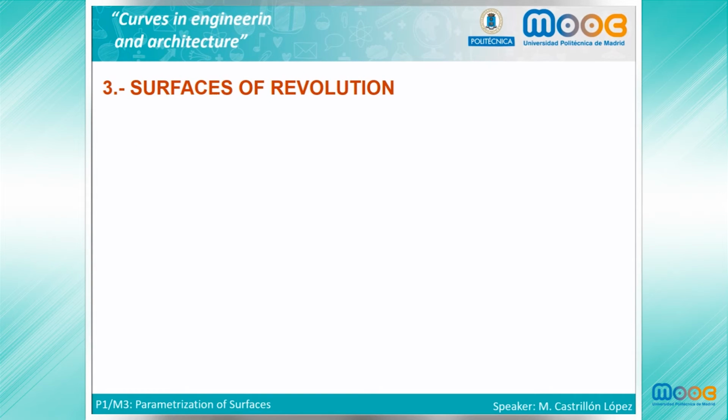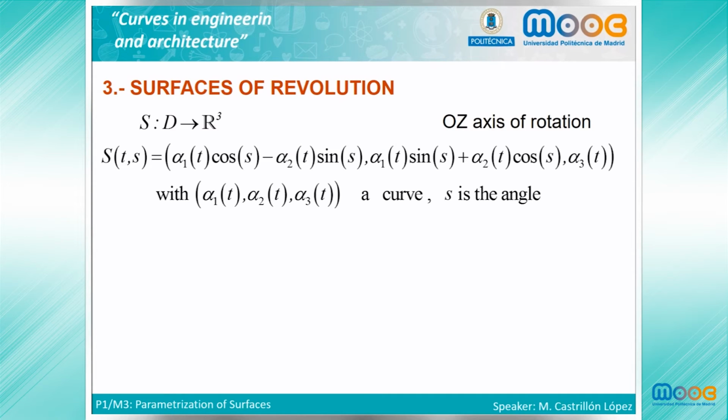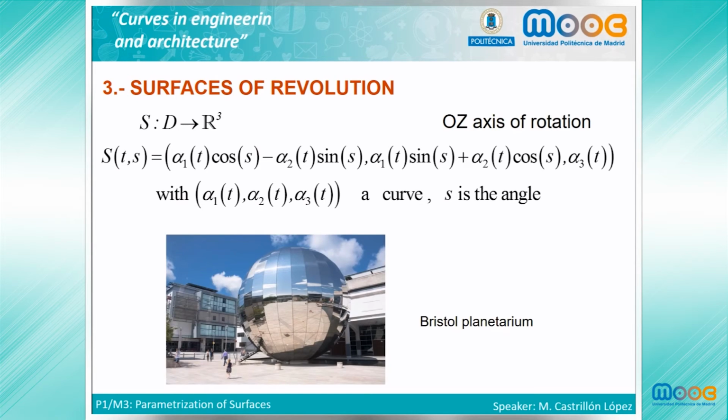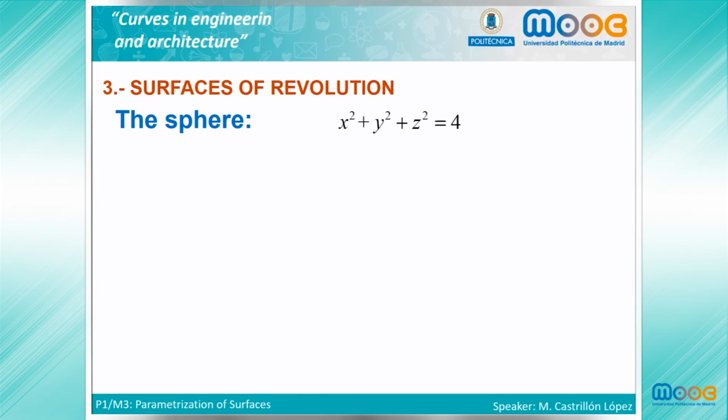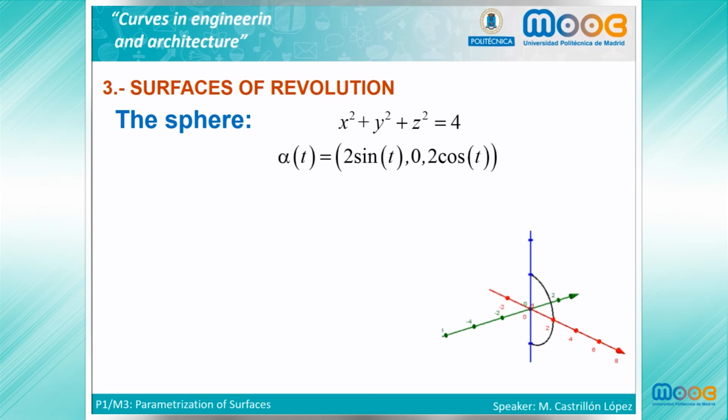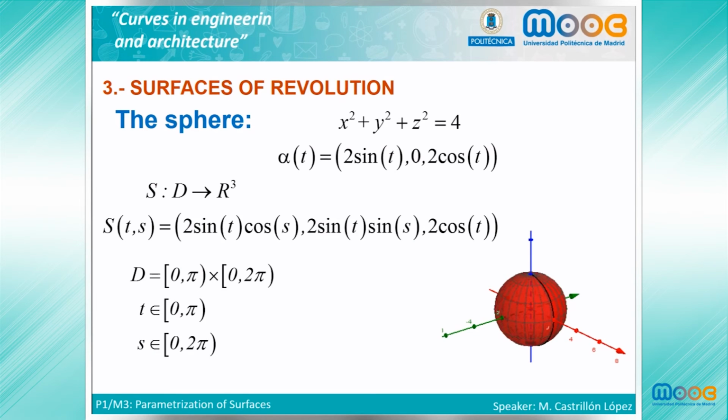Another example is the surface of revolution. We give here the parametrization of the surface obtained by rotating the curve alpha with components alpha1, alpha2, and alpha3 of t around the z-axis. As an example, we can take a sphere, like that one at the Bristol Planetarium. The sphere of center (0, 0, 0) and radius 2 can be parametrized as the rotation of the semicircle illustrated in the picture around the z-axis. Then we obtain the expression that now we have on the screen.